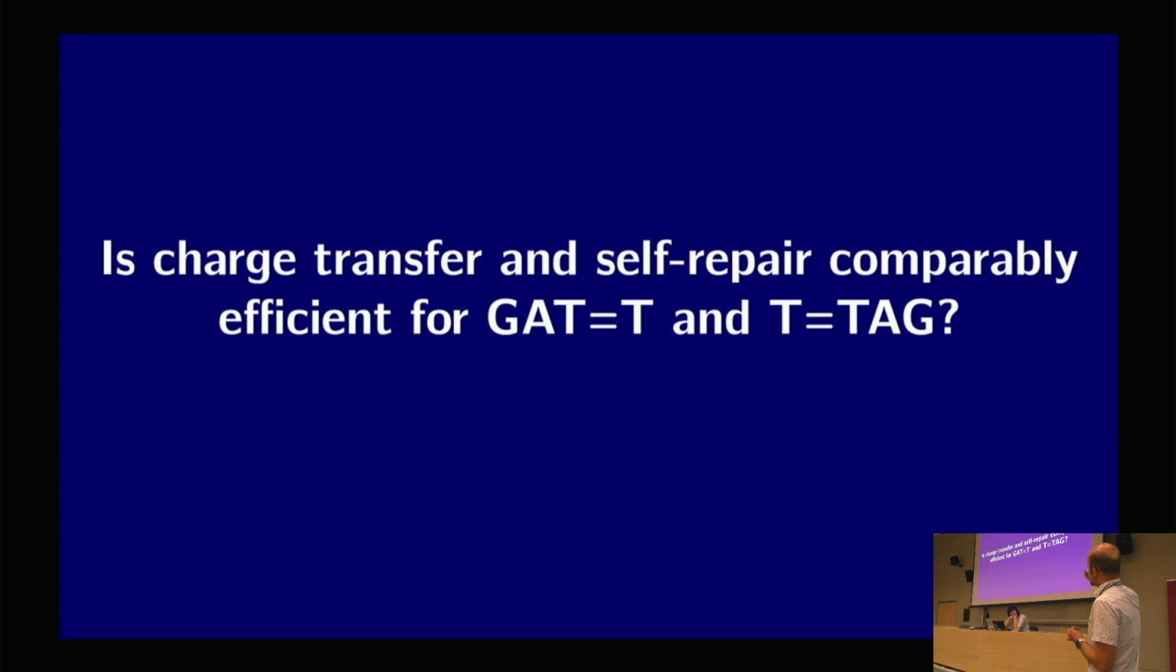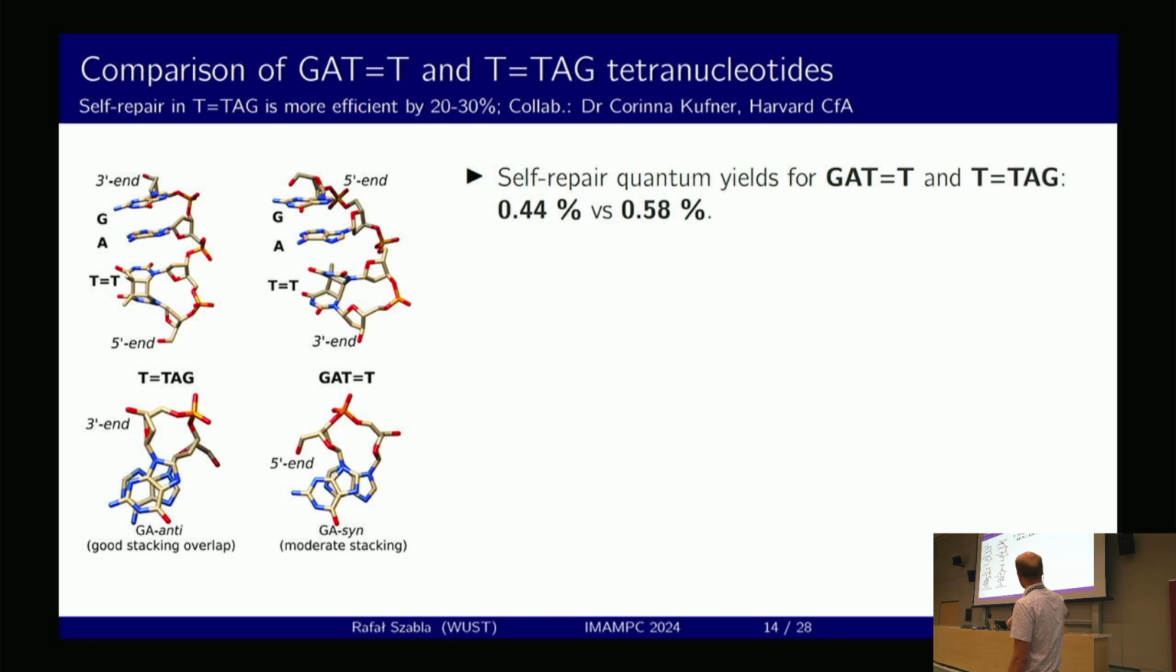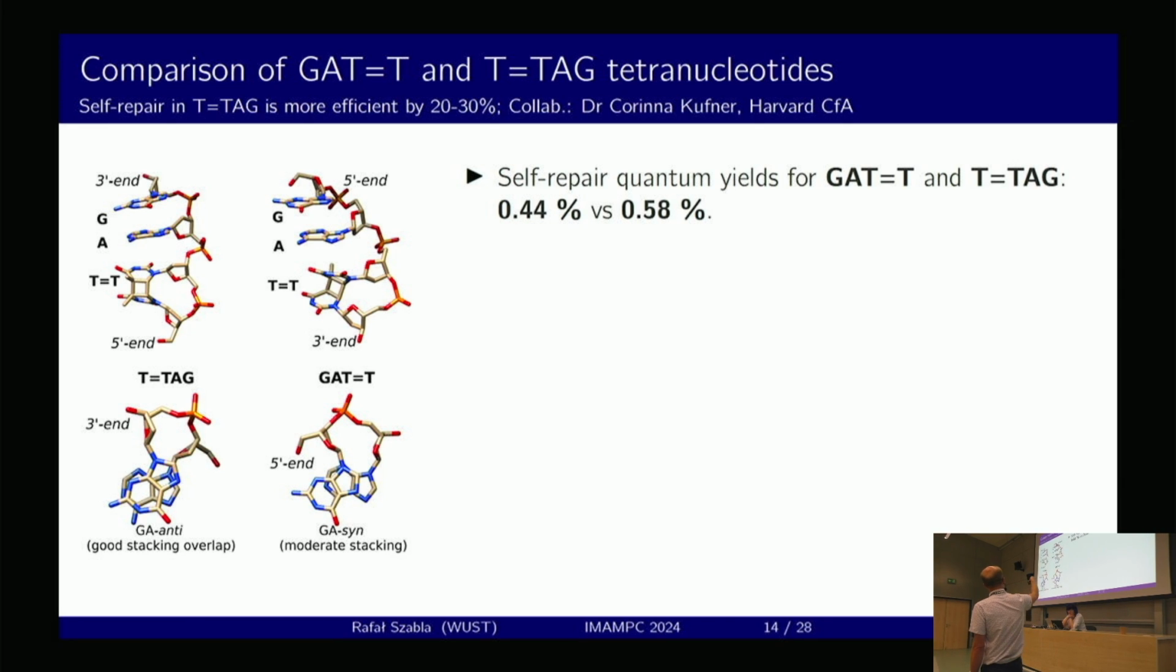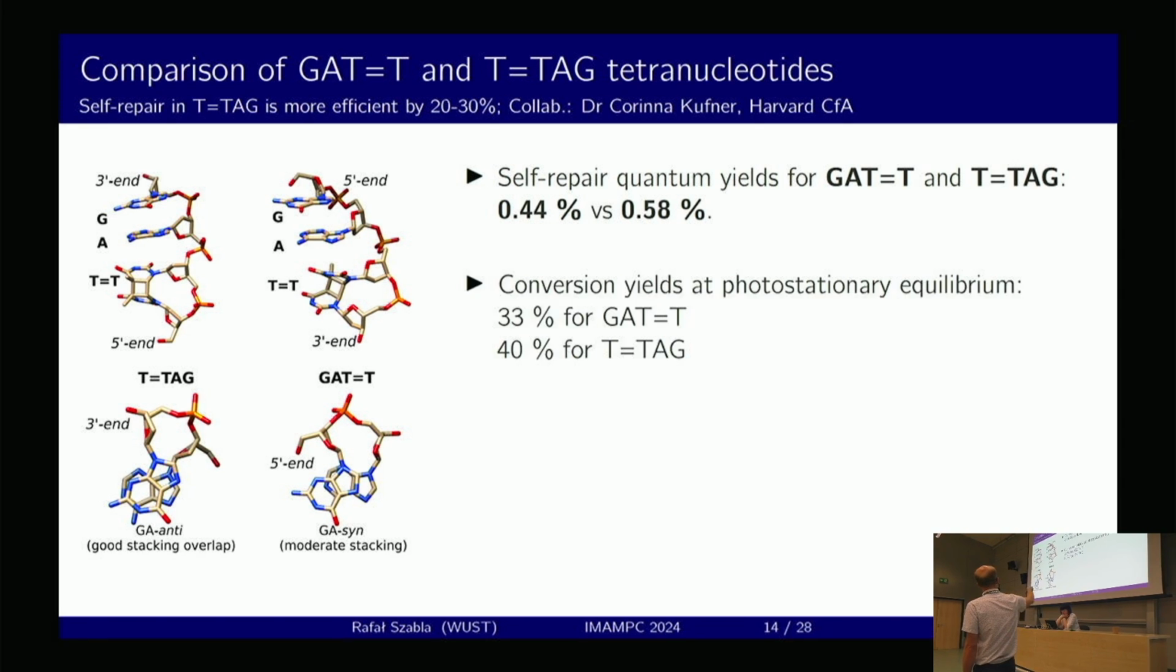So more recently we were asking the question if the strand directionality matters, and if the charge transfer and self-repair rates are comparable in these two, and it turns out that not really. That was something that really puzzled us when we looked at the experimental results which were gathered by Corinna, who is now moving to Germany, I think to the Leibniz Institute, if I remember correctly. And she found quite substantially higher quantum yields of DNA self-repair, but also the yields in the photostationary state of equilibrium were much higher for TTAG, so not for GATT.